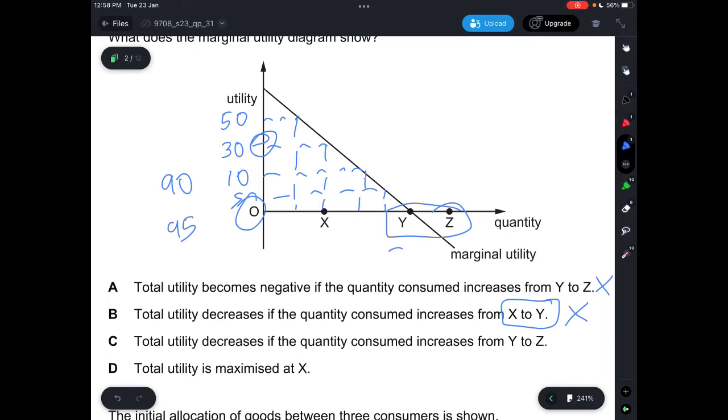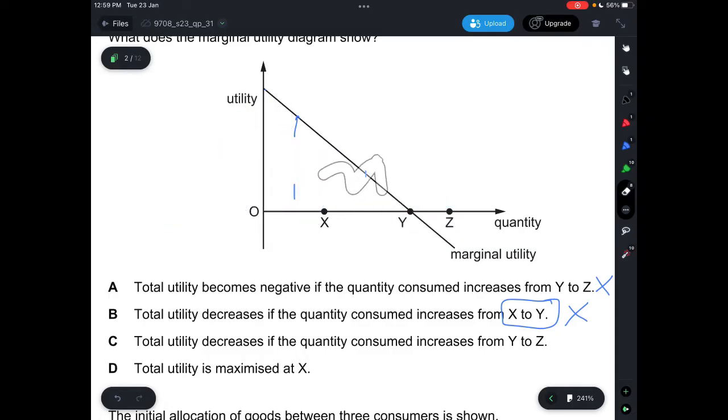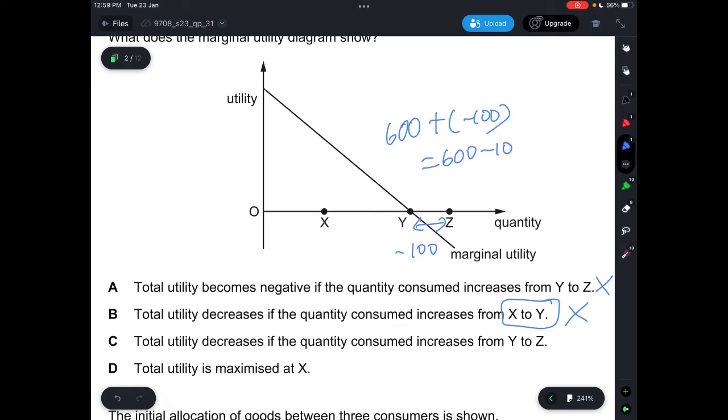So if you enter a territory where y to z would now result in a negative marginal utility, your total utility would now decrease. Say for example, the total utility for the entire quantity where you consume until quantity y would be 600. If you enter quantity z, you result in a negative marginal utility of, let's say, 100. So if you add up negative 100, you get 600 minus 100, you get 500, which means that your total utility would indeed decrease. Therefore, answer will be C.